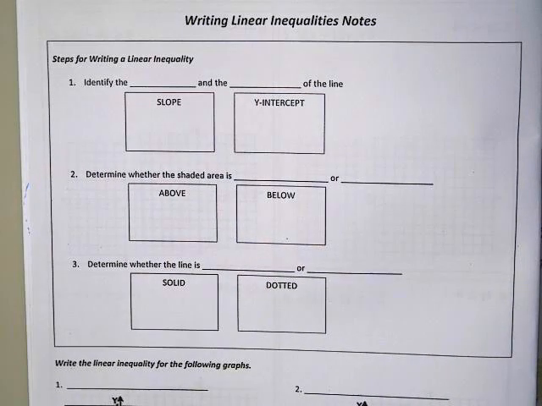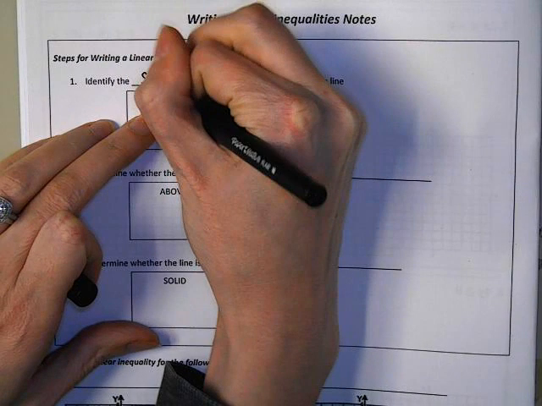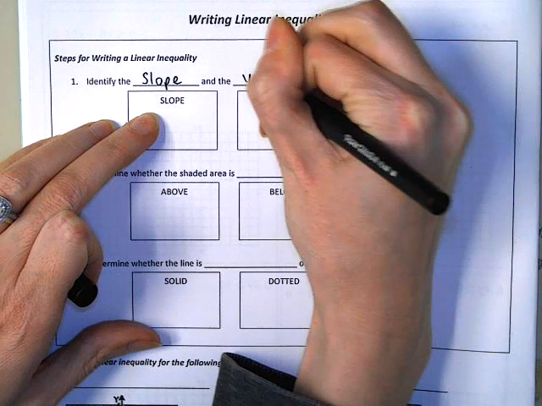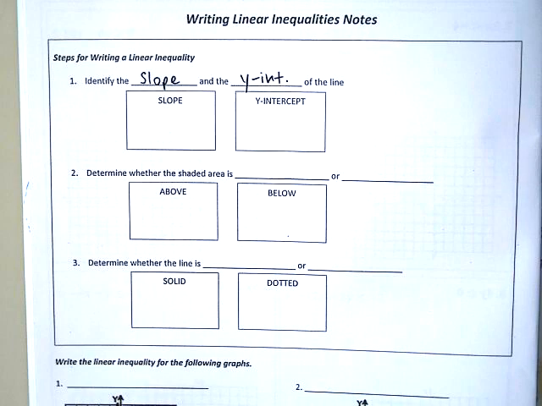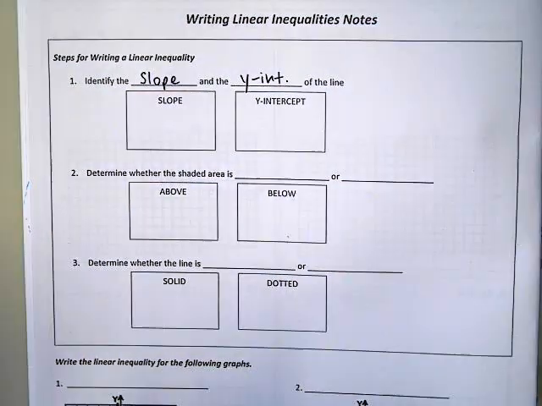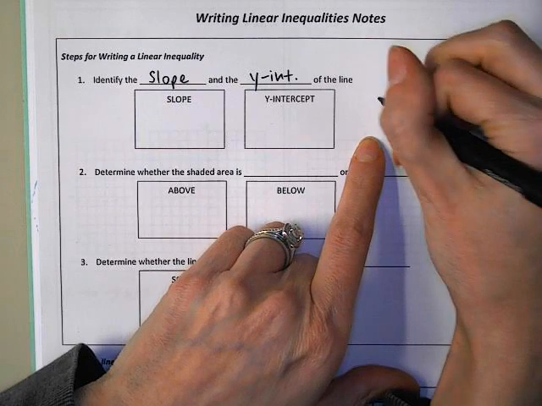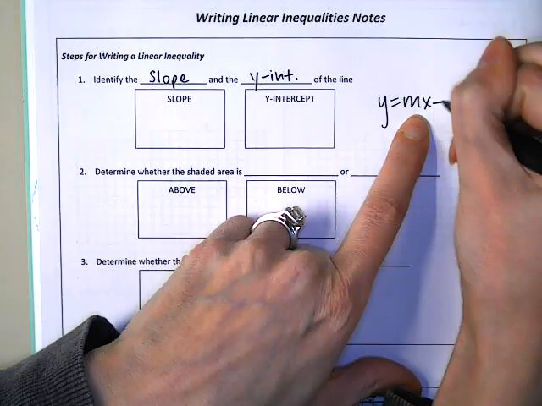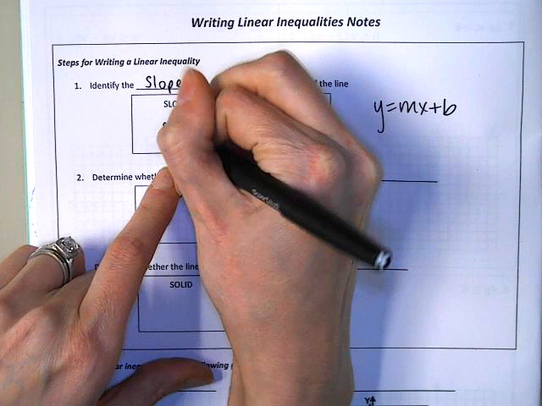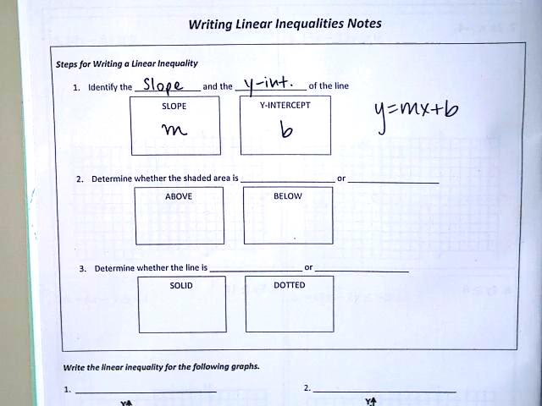So step one, you always have to start by identifying the slope and the y-intercept of the line, because those are the two key parts for the y equals mx plus b. So just a reminder, if it's y equals mx plus b, the slope is the m and the y-intercept is the b.